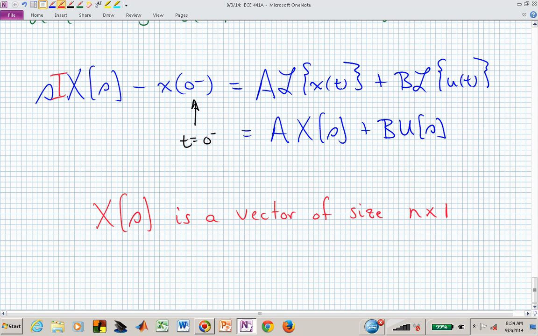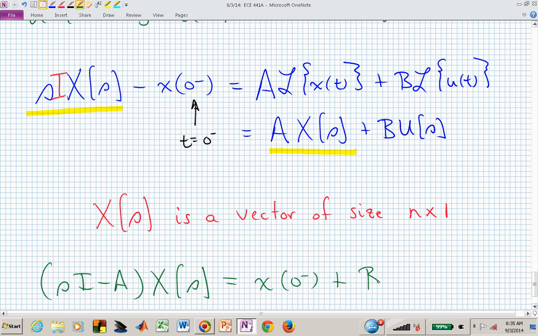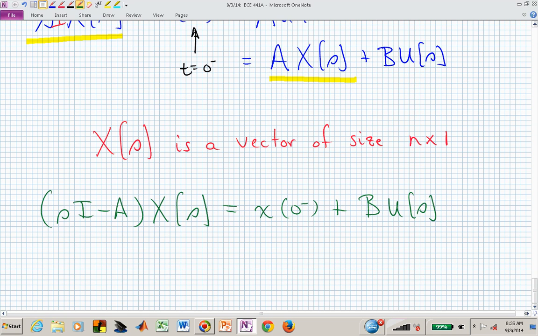And that's why we introduce that placeholder, that identity matrix, so that we can now combine those two terms, this term on the left with this term on the right. We can factor out a common capital X of s. Meaning, let's take that A X of s to the left, where we now have sI minus A times X of s. Let's take the initial condition to the right-hand side. We have equal to X of 0 minus plus B U of s.